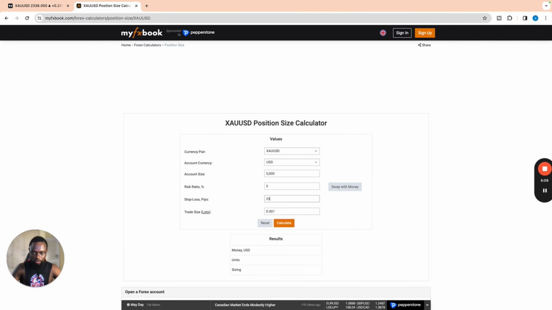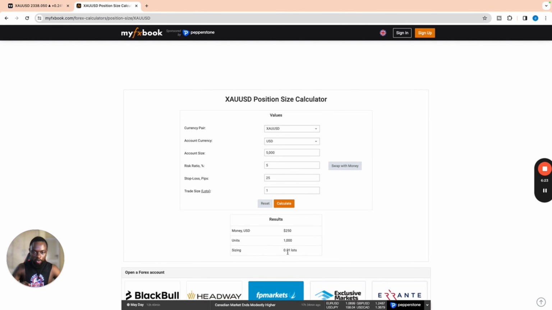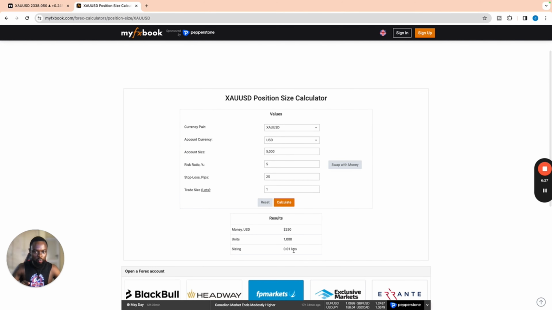you click on 25 pips and it says here trade size lots. Over here, I'm going to put 1 because I'm taking just one trade. I'm just using this as an example for you so you can understand how to calculate this. When you click on calculate, now you see what's showing you here. It's showing you have to use a lot size of 0.01, which is 10 cents, and the units 1,000, and the money $250.